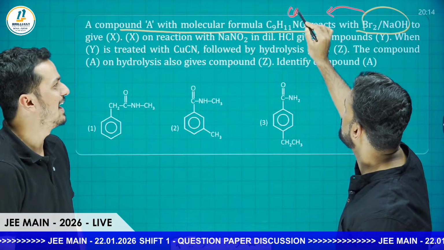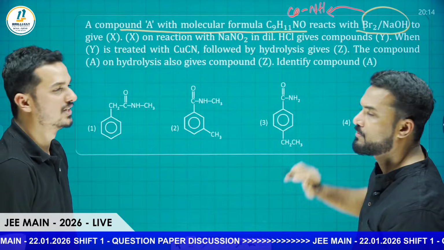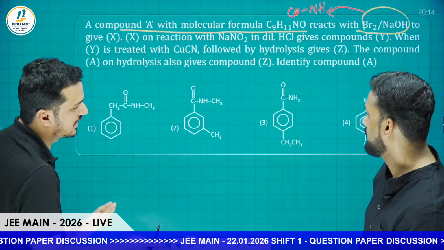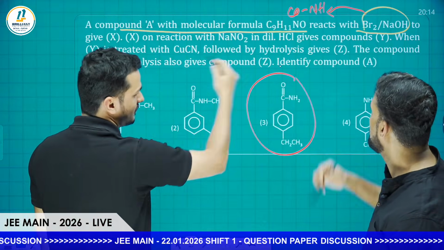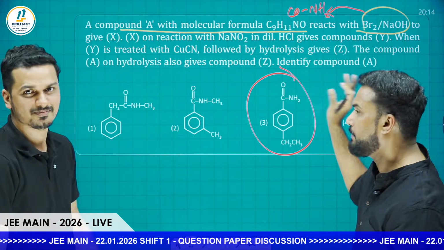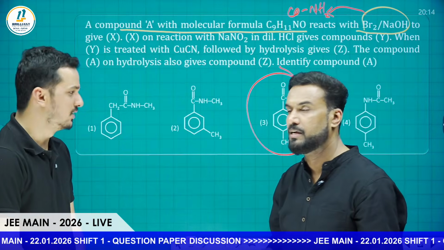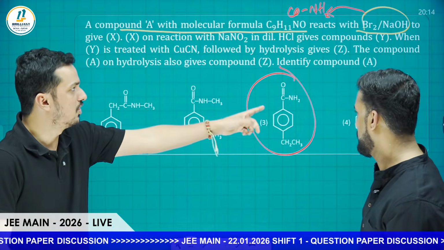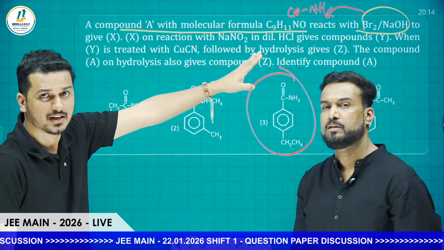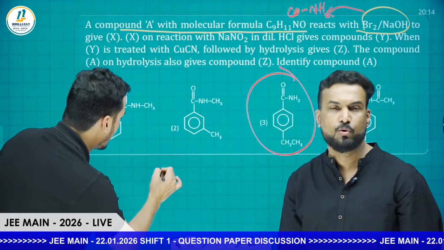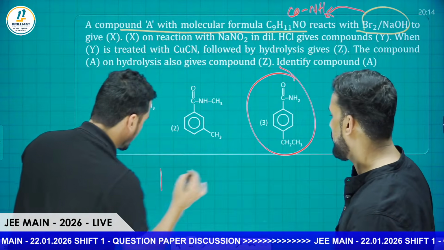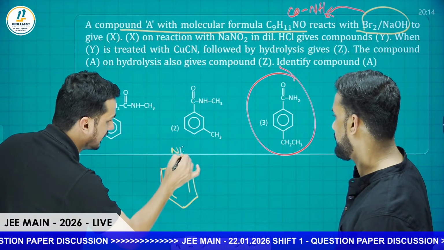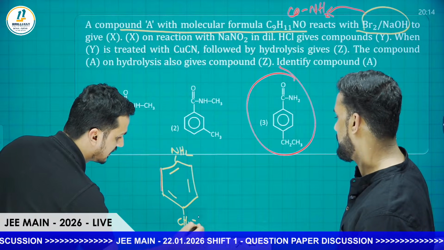Here it should have a CONH2 amide group, and that also a primary amide. So the only one primary amide in your answer is the third one. CONH2 group should be there. For the other amides, in your syllabus there is no reaction. We have to learn only the primary amide reaction. CONH2 reacts with bromine, and that will give para-ethyl aniline by the Hoffmann bromamide degradation reaction. Para-ethyl aniline we will get, with CH2CH3.